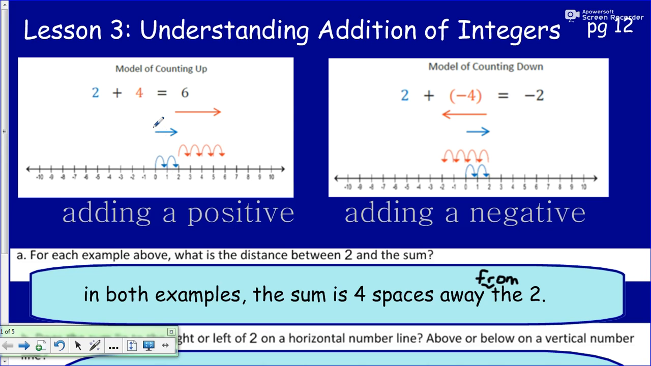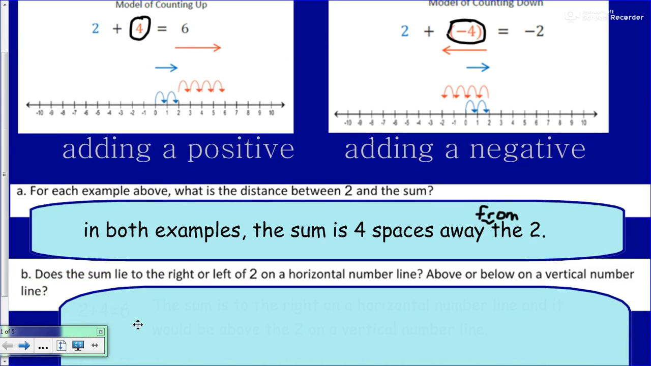Okay. Now, if you notice, this number is a 4, and the absolute value of this number is a 4. And it's not a coincidence that when we add 4, or when we add negative 4, we are moving 4 spaces away from that original number. Okay, hopefully that makes sense.